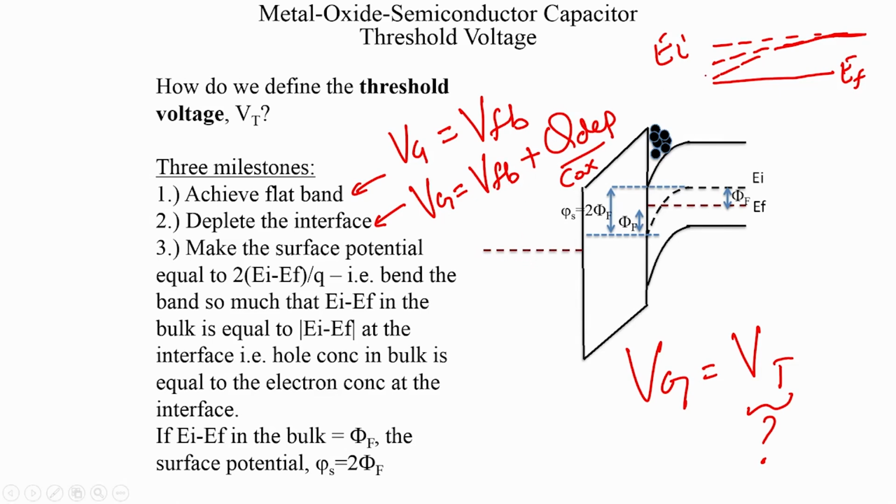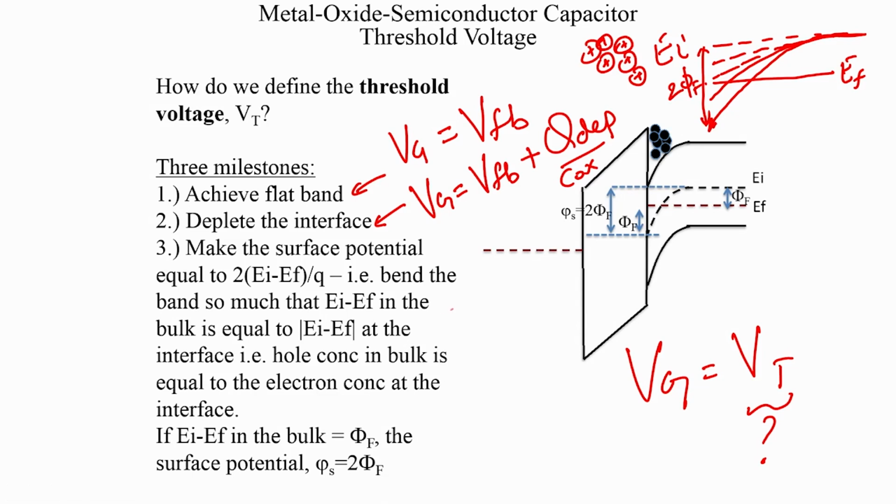And then you still keep adding more and more positive charge, this is still not enough, you have still not reached threshold. You keep adding more and more positive charge, and now you will see EI go below EF, and now the electrons have started appearing, but we have still not reached threshold voltage. We reach threshold voltage only when the surface potential equals 2 phi f.